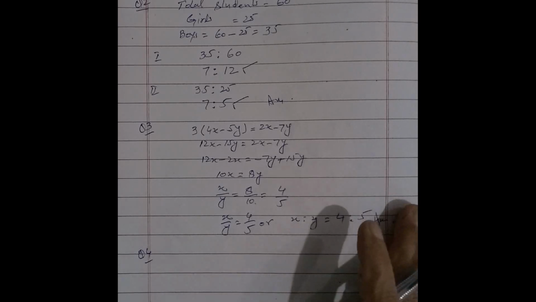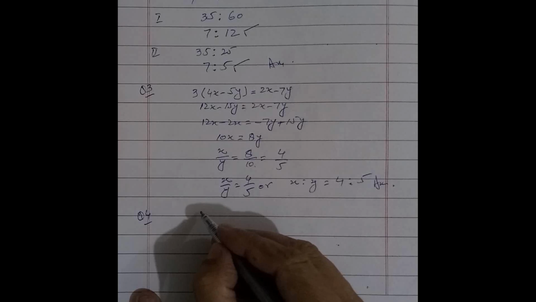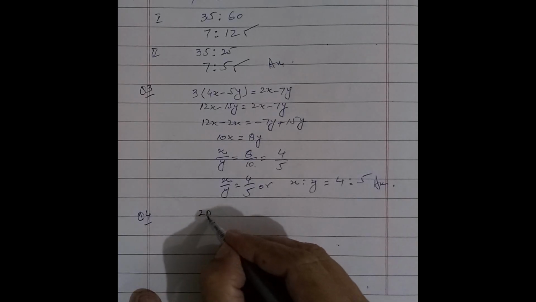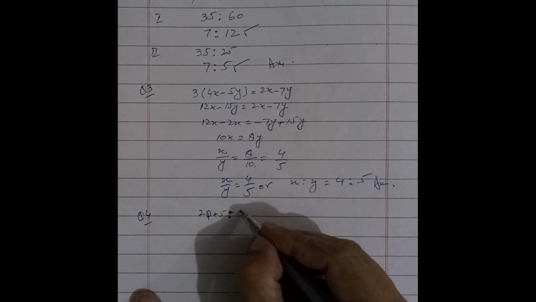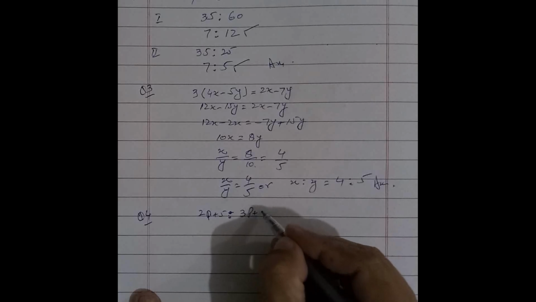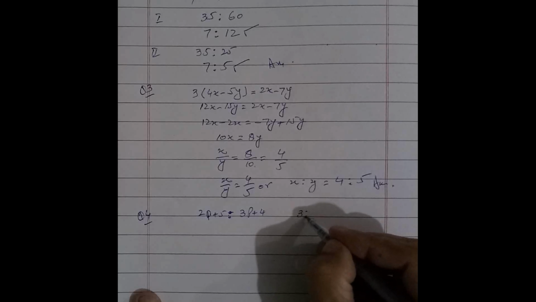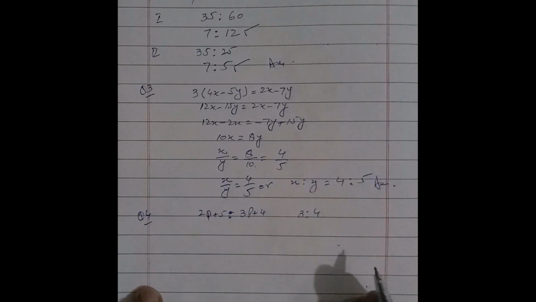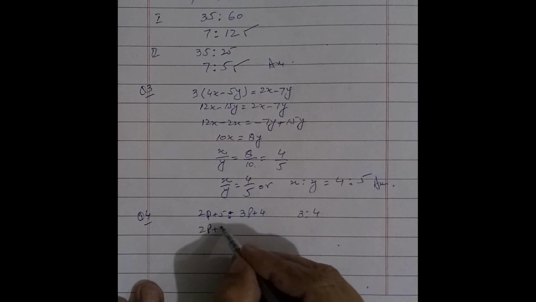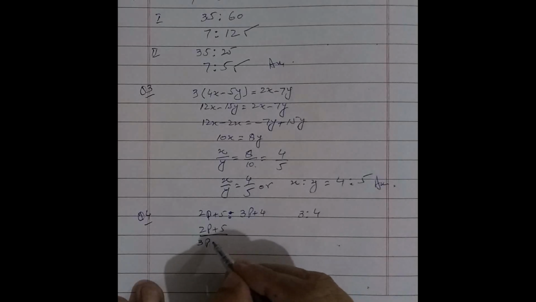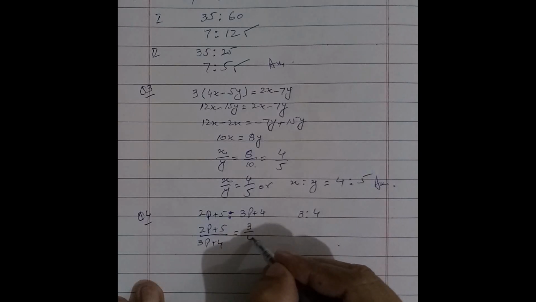So we write them as 2p plus 5 ratio 3p plus 4, and the ratios are equal, 3 ratio 4. We write them in the fraction form: (2p plus 5) over (3p plus 4) is equal to 3 over 4.